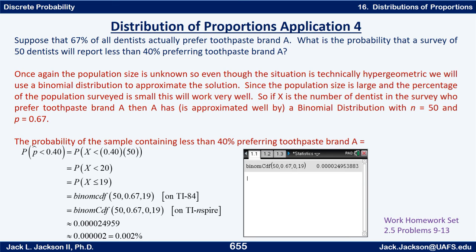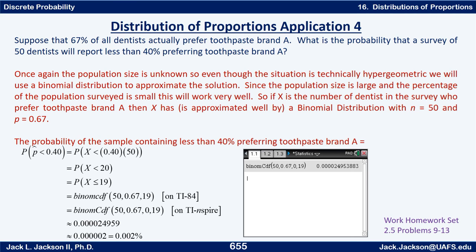So if X is the number of dentists in the survey who prefer toothpaste brand A, then X is at least approximated well by a binomial distribution when n equals 50 and p equals 0.67.